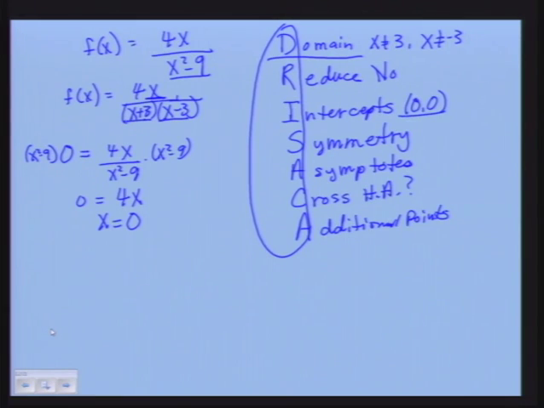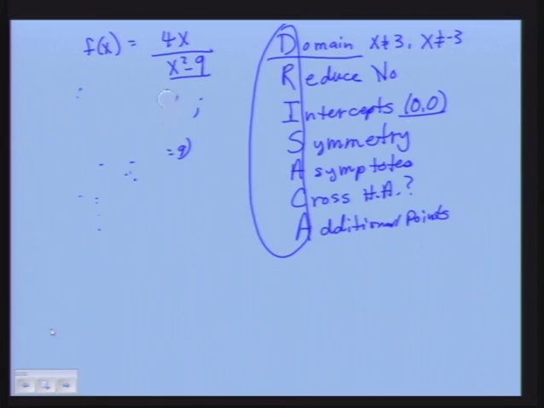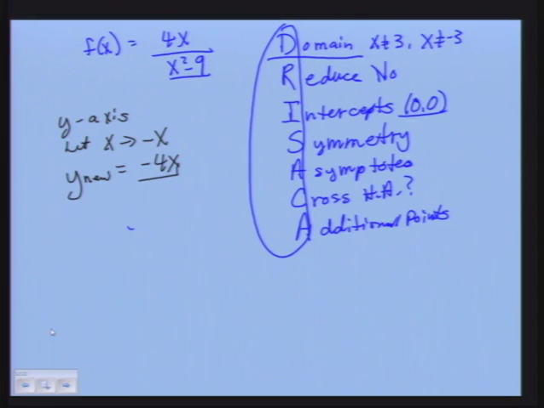Check for symmetry then. So let's get a little workspace for symmetry here. Remember that in checking for y-axis symmetry, we let our x be replaced by opposite of x. So we get that our new y, let's just label it new, equals minus 4x, because 4 times opposite of x is minus 4x. And then when I square opposite of x, I get x squared minus 9. That is not our original f of x, is it? So what do we know? There is no y-axis symmetry.